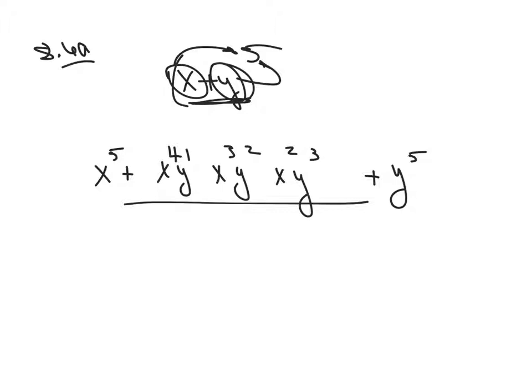Now see what's happening. My exponents on my first term are going down, and my second term are going up. So I end up going 5, 4, 3, 2, 1, 0 x's, 0 y's, 1, 2, 3, 4, 5. Okay, so that looks pretty easy.